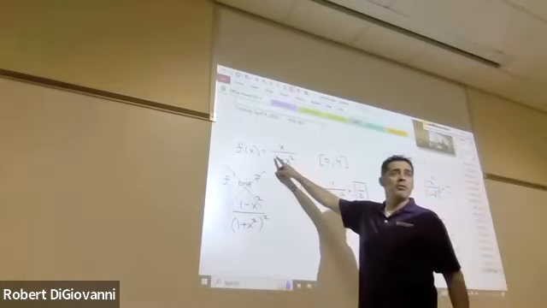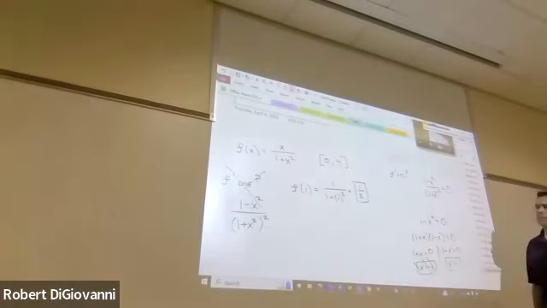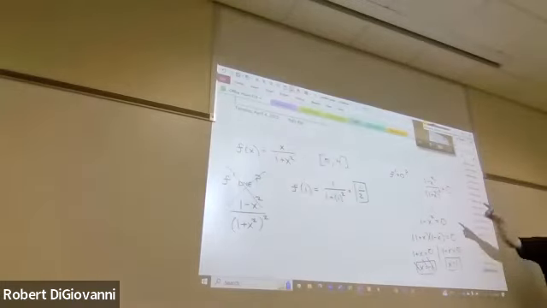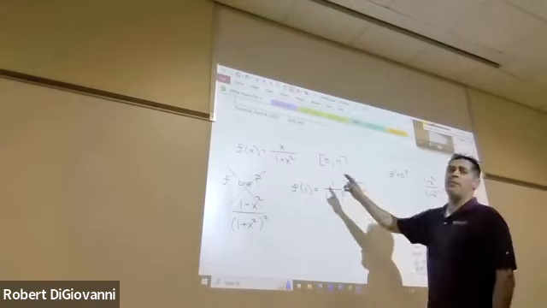Yes, the original function. Yep, the original function. For the closed interval method, you're always plugging your critical number into the original function. Yes. Plugging the critical number into this.